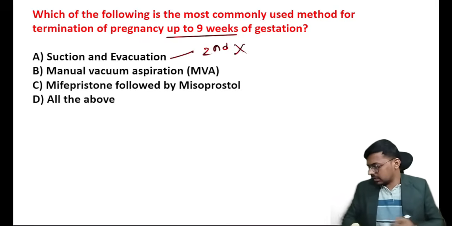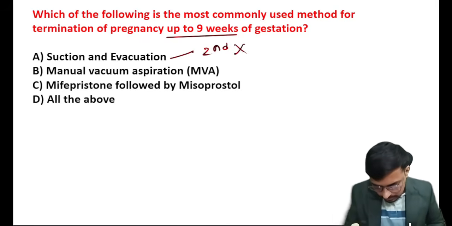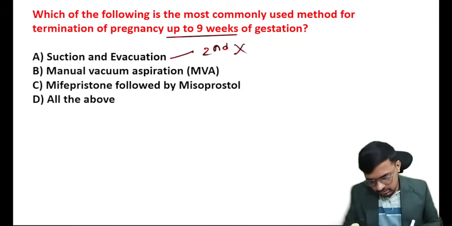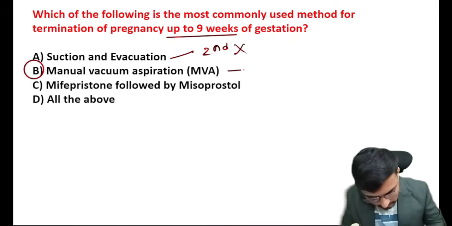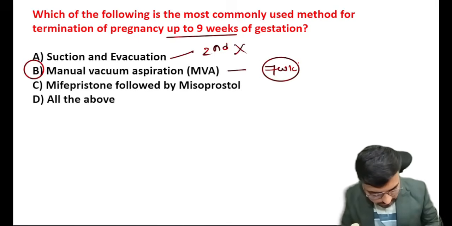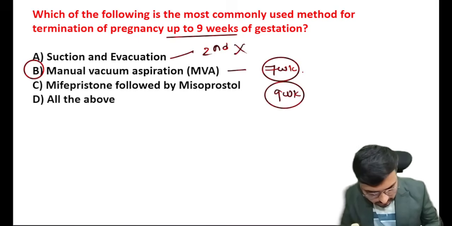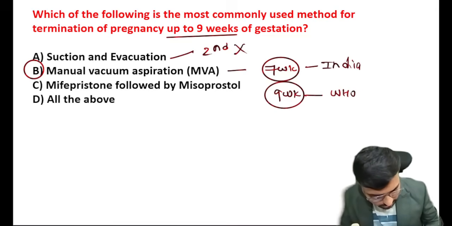So what is the most commonly used method for the termination of the pregnancy up to 9 weeks? That is the manual vacuum aspiration. In India, it is allowed up to 7 weeks, but WHO says we can do manual vacuum aspiration up to 9 weeks. So this is according to the World Health Organization, WHO.